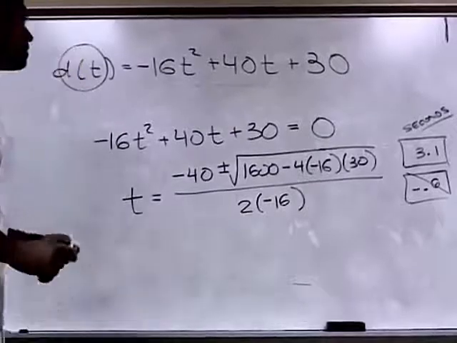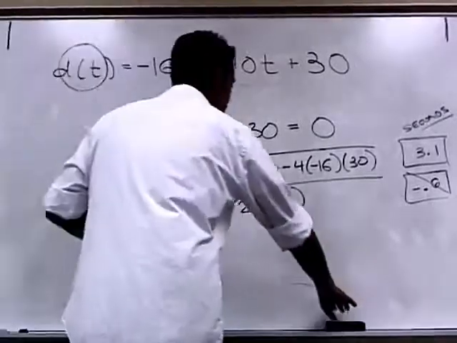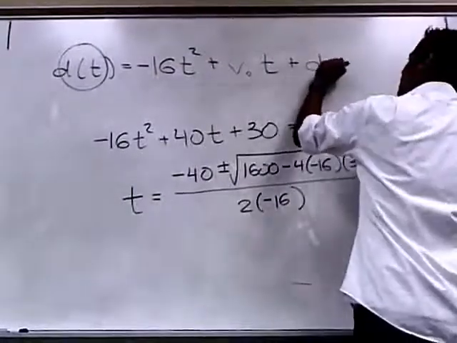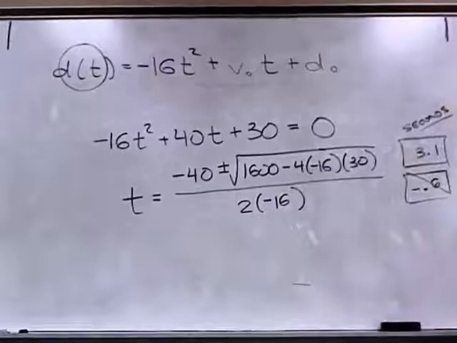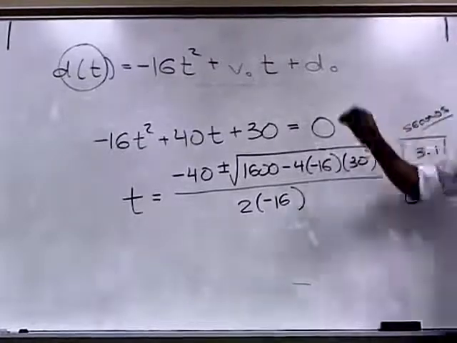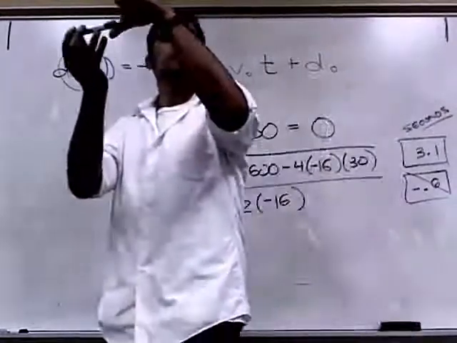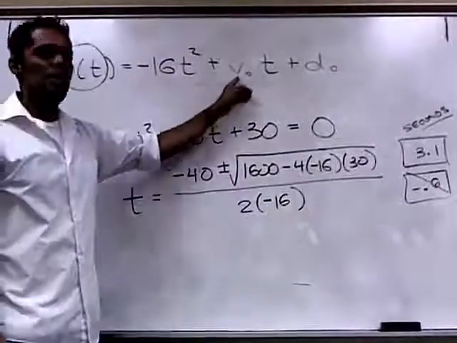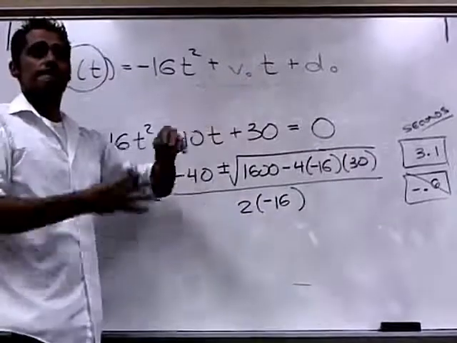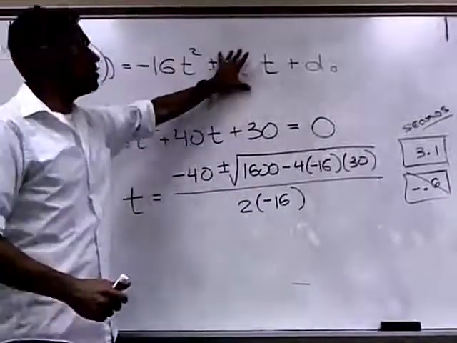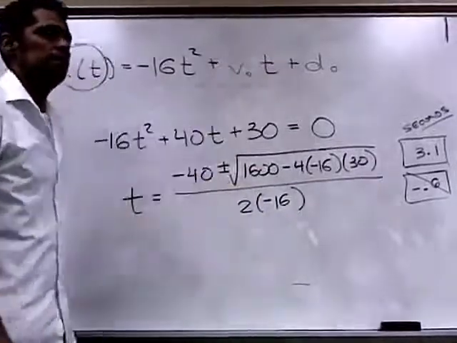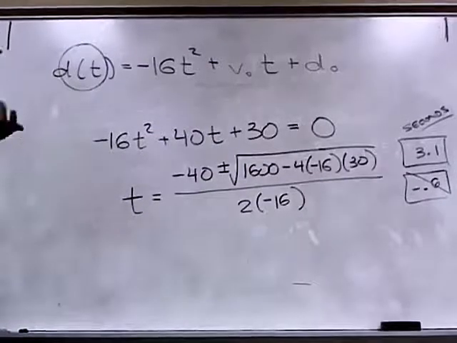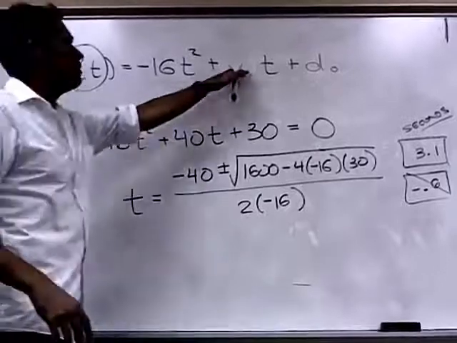Just out of curiosity, if your general formula has V naught and D naught, what if I tell you you have an object that's 30 feet off the ground and you just let it go? You don't throw it up, you don't throw it down, you just let it go. Then what's your starting velocity? 0. So that would just kill this term off completely. If you just drop an object, your starting velocity is 0. Throw it up, then you have to account for it.